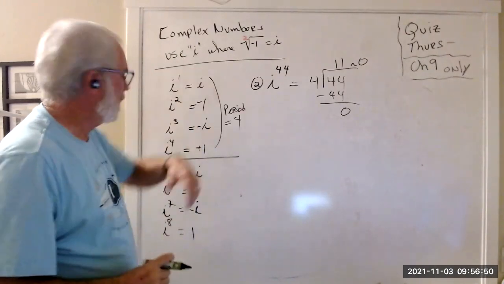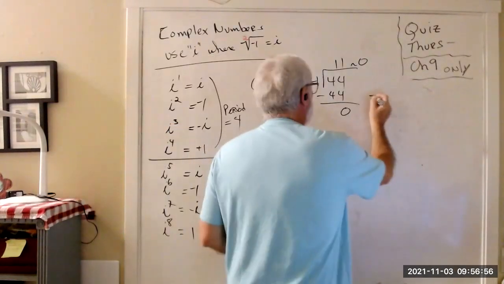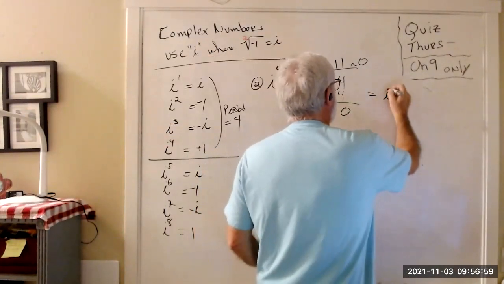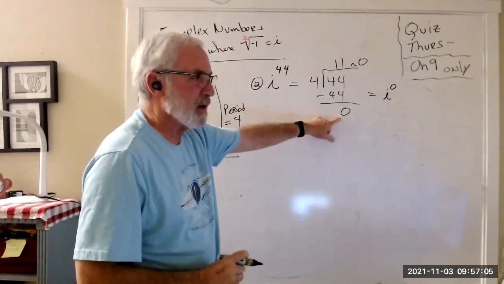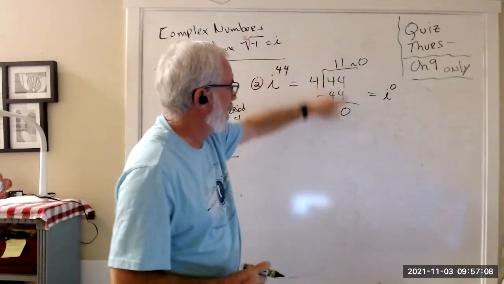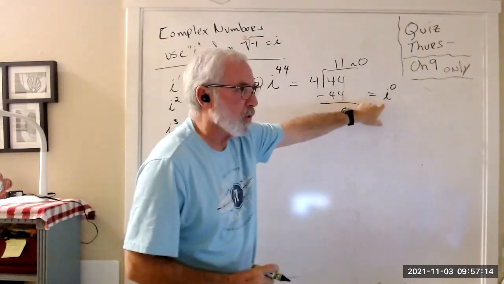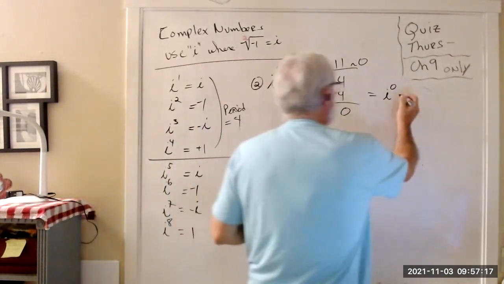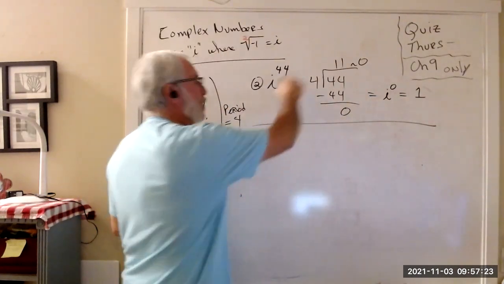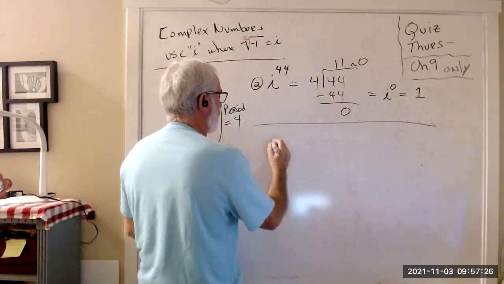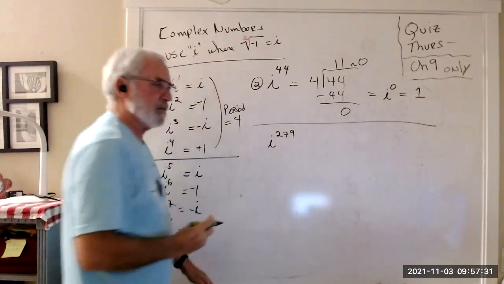Shoot, I should have started with that over here. Well, wait a minute. That means this problem reduces to i to the 0 power. Look, the remainder was 0. When you divide by 4 and use the remainder, that becomes our new exponent. So this reduces to, what's anything to the 0 power? 1. So i to the 44th is 1. Let's try a better one. I don't know, i to the 279 power.